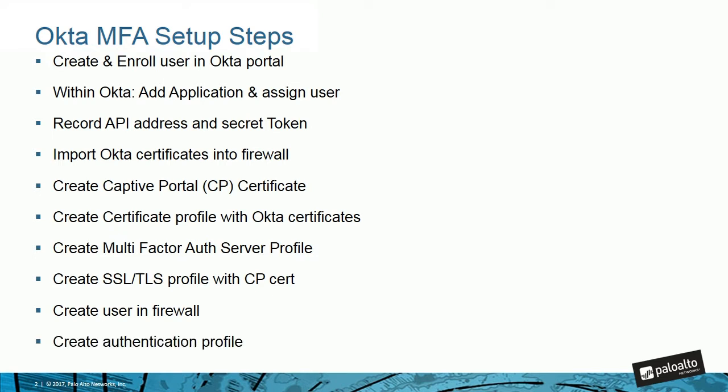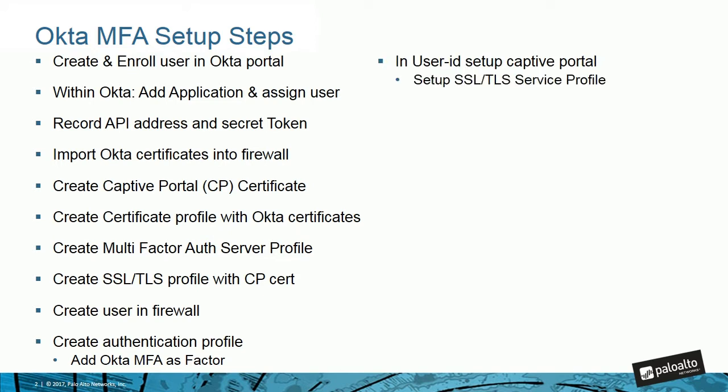Next, we'll create an authentication profile, and we'll add Okta as an MFA factor. Then, in the User ID section, we'll set up our captive portal settings, which would contain the SSL/TLS service profile we created earlier, as well as the authentication profile, and then we'll set up redirect.